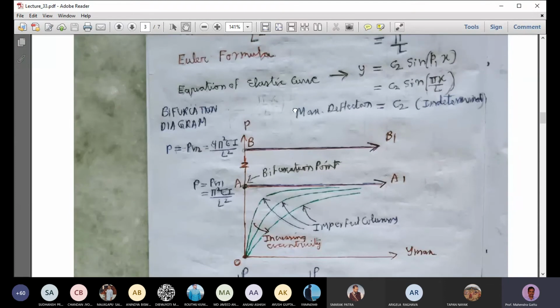So now I'll introduce that term. I introduced one term, bifurcation. So I'll try to explain it.